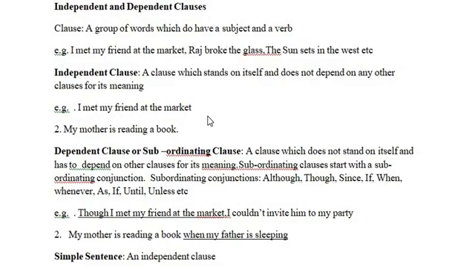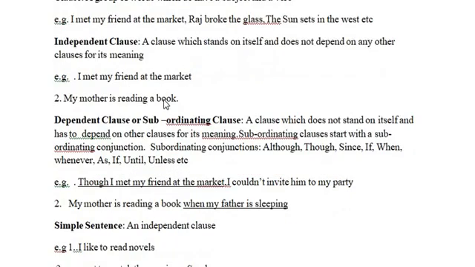Suppose I just say I like reading books. That is also an independent clause. Suppose I say I bought vegetables from the market. That is also an independent clause. An independent clause is a clause which is independent and does not depend on anything for its meaning. So these are your examples.